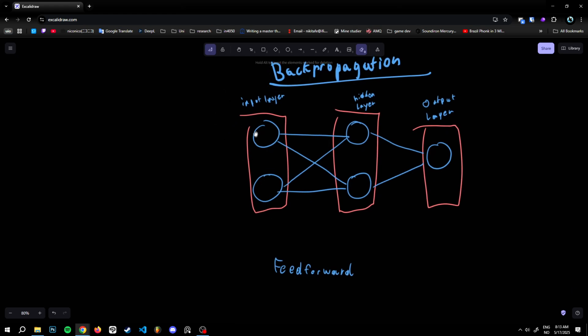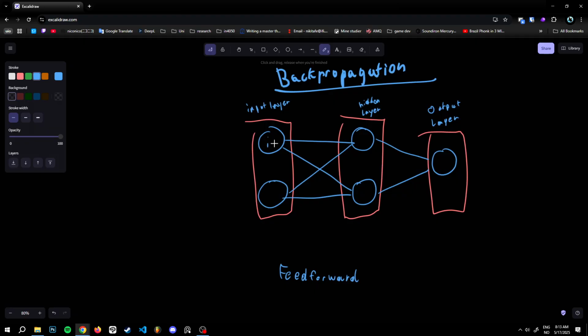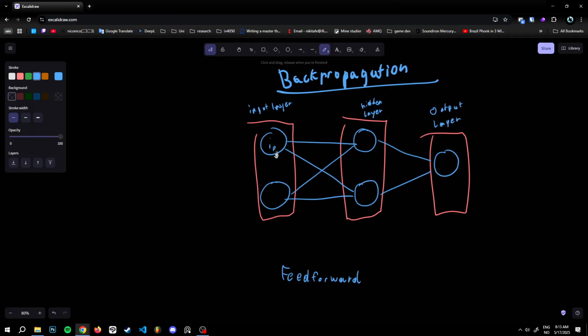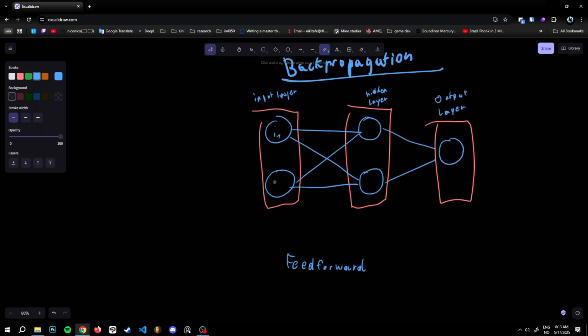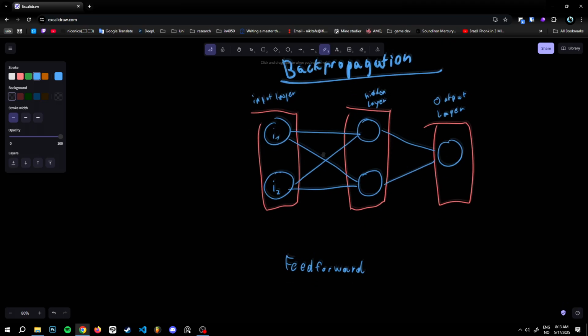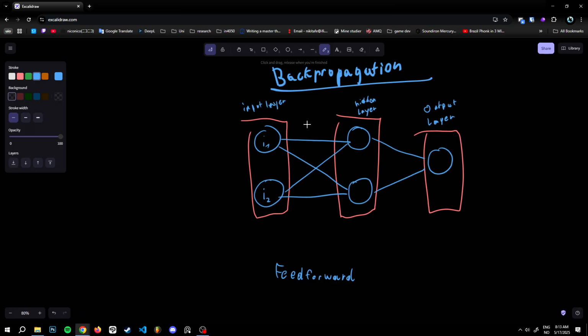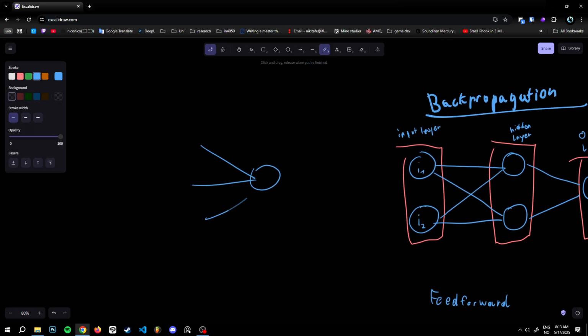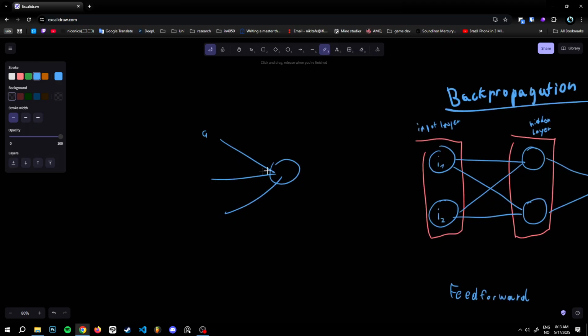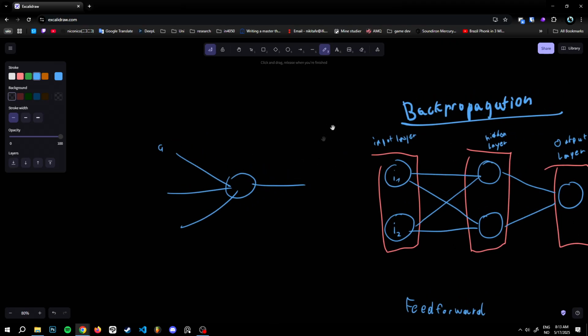So let's name this I1, because it's the first input, and I2. And if you've watched my perceptron video, you might think that, okay, the node has 2-3 inputs, right? And then it's supposed to output something, right?